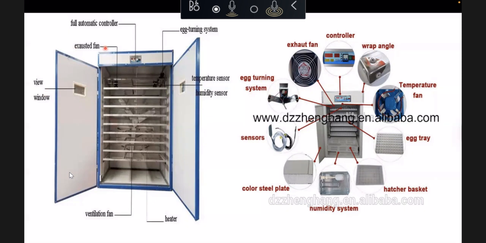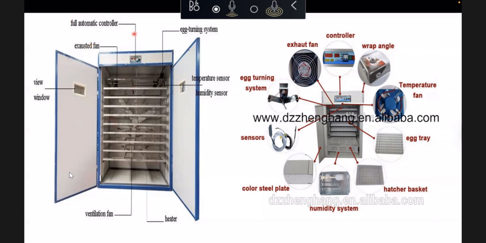We have the exhaust fan here, although the spelling is wrong here. The correct spelling would be E-X-H-A-U-S-T. There will be one additional H. Exhaust, and do not put an ED here: exhaust fan.